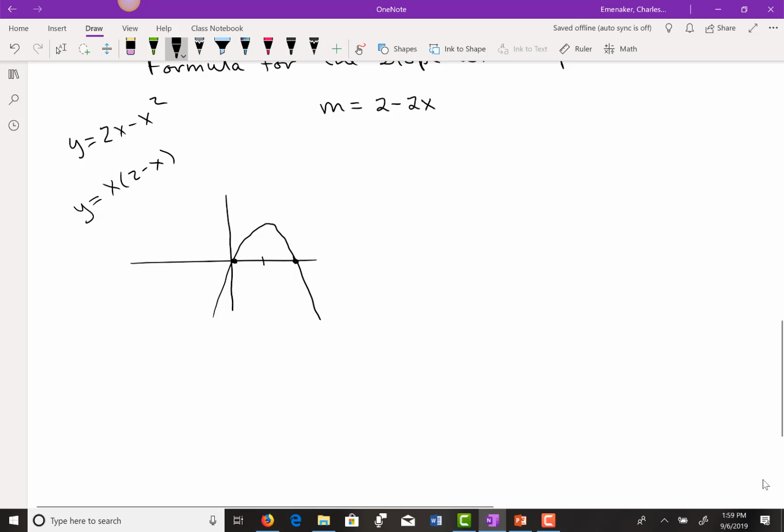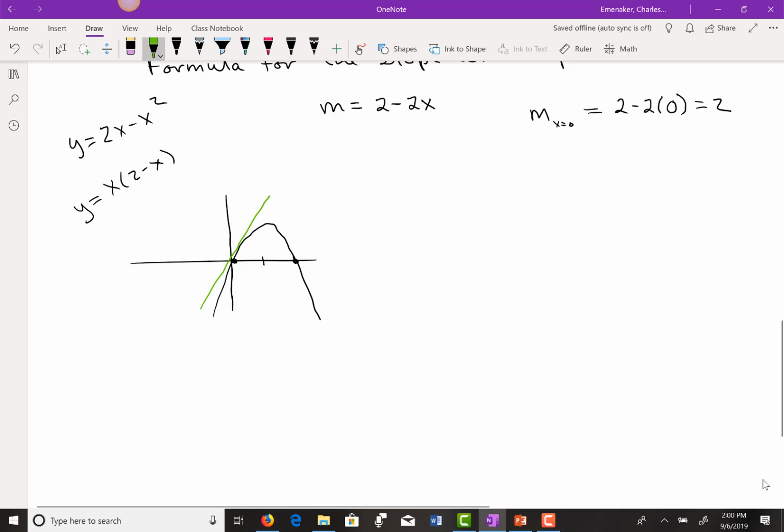Okay, so let's check. Does this really look like it could be giving us the slopes at different locations? What's the slope at x equals 0? Well, according to this, it's going to be 2 minus 2 times, what's the x value? 0. The slope is 2. If we drew a tangent line there, does that look like it could be a slope of 2? Well, at least it's going up, and it's pretty steep, isn't it?